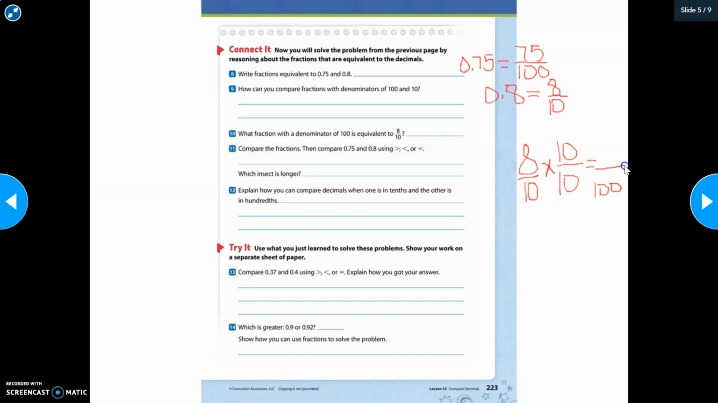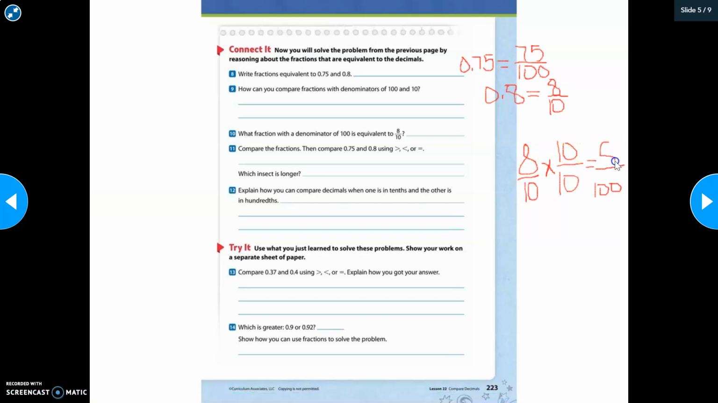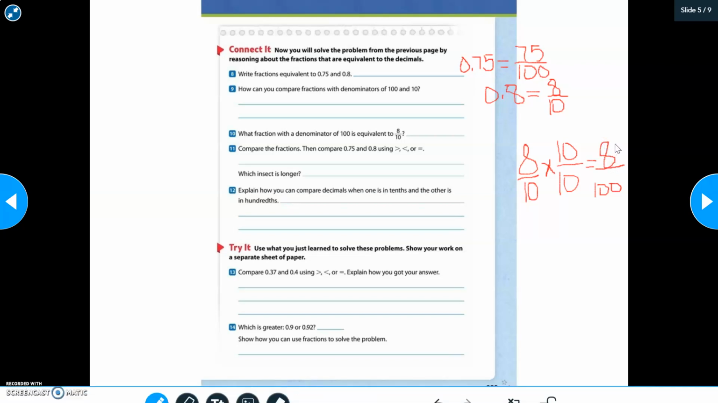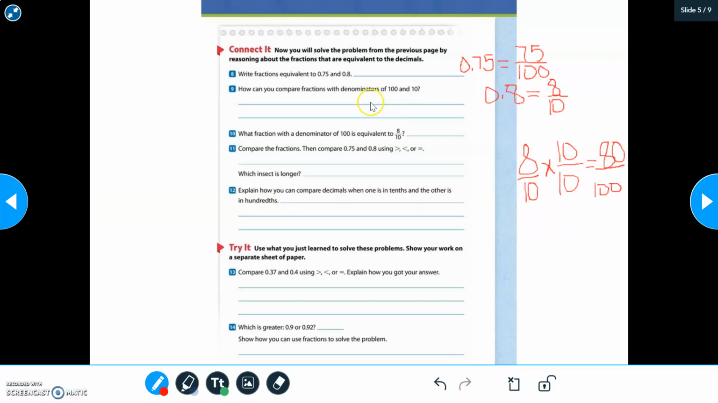Draw your fraction bar. And whatever you do at the bottom, you have to do it at the top. Whatever you do at the top, you have to do it at the bottom. So we multiply 10 times 10, which means we have to multiply 8 times 10. And 8 times 10 is, good job, 80. So this is how you will compare fractions that have a denominator of 10 and 100.